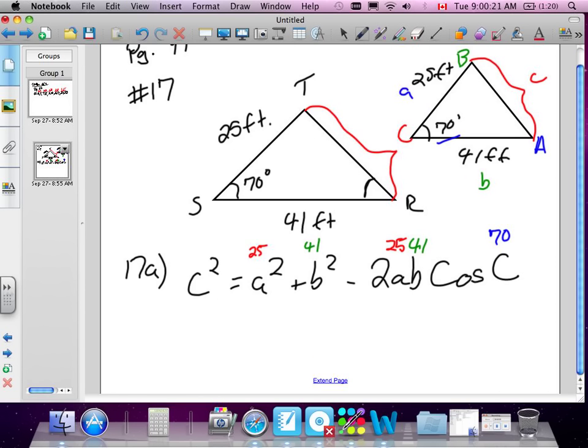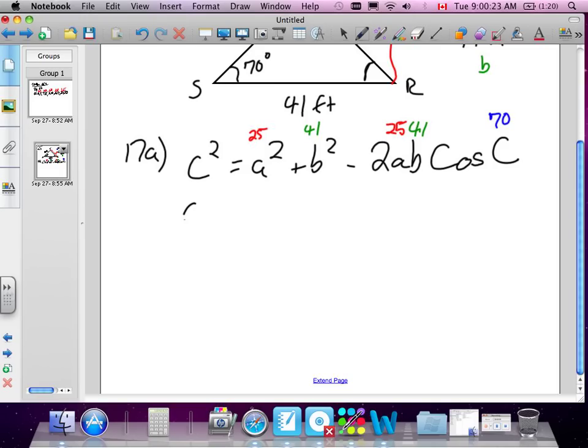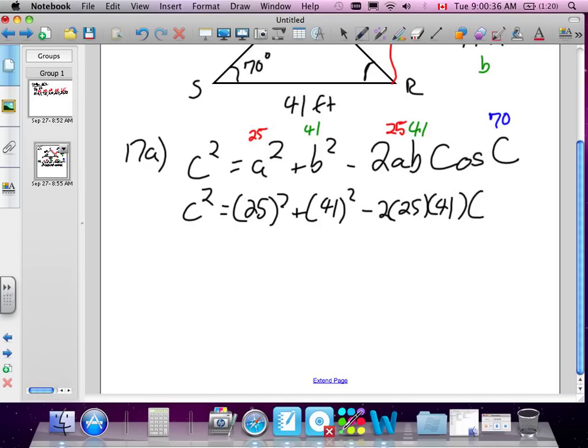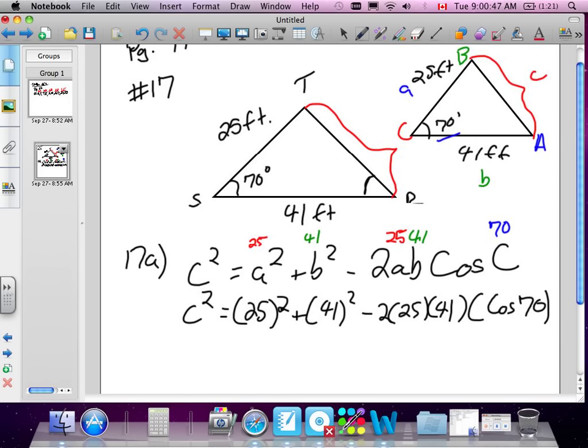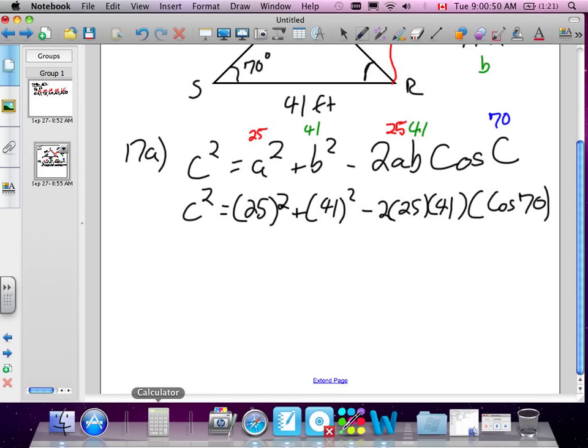Okay, so let's rewrite this equation. C squared is equal to 25 squared plus 41 squared minus 2 times 25 times 41 times cos of 70. Okay? I think it's just 70. Did I write it as 71? No. Okay, so this is a good reason why you're going to need a calculator in this course.